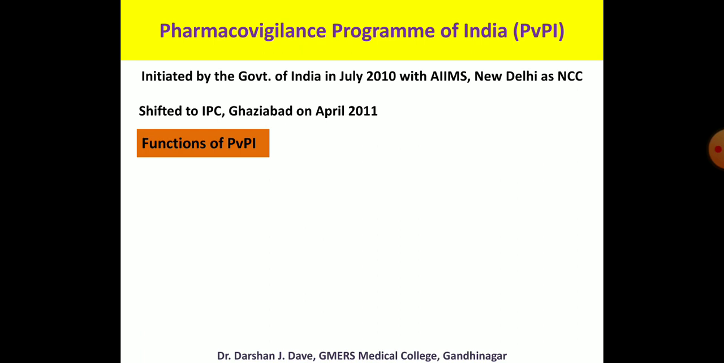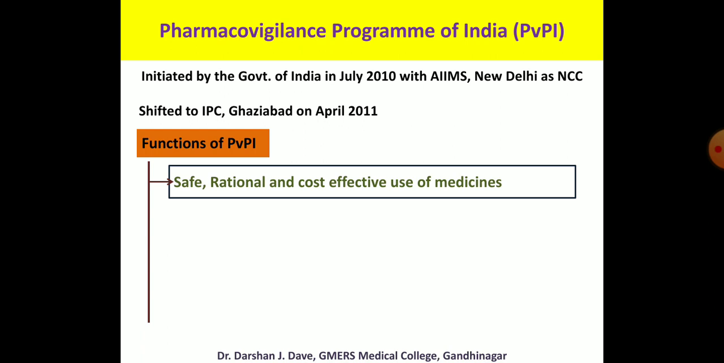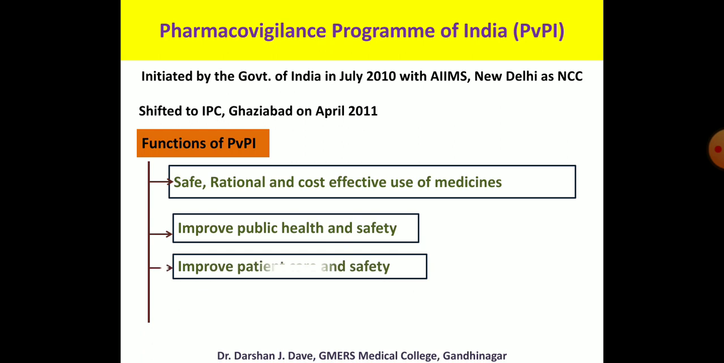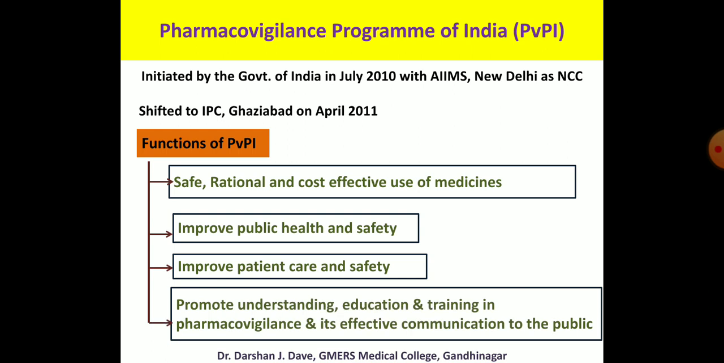Now, what are the functions of this pharmacovigilance program? There are many functions; there could be one full lecture on this, but I am just highlighting the important functions of the PvPI: providing safe, rational, and at the same time cost effective use of medicines, improving public health and safety, improving patient care and safety, and lastly, which is very important, promoting understanding, education, and training in pharmacovigilance, and ultimately effective communication to the public.